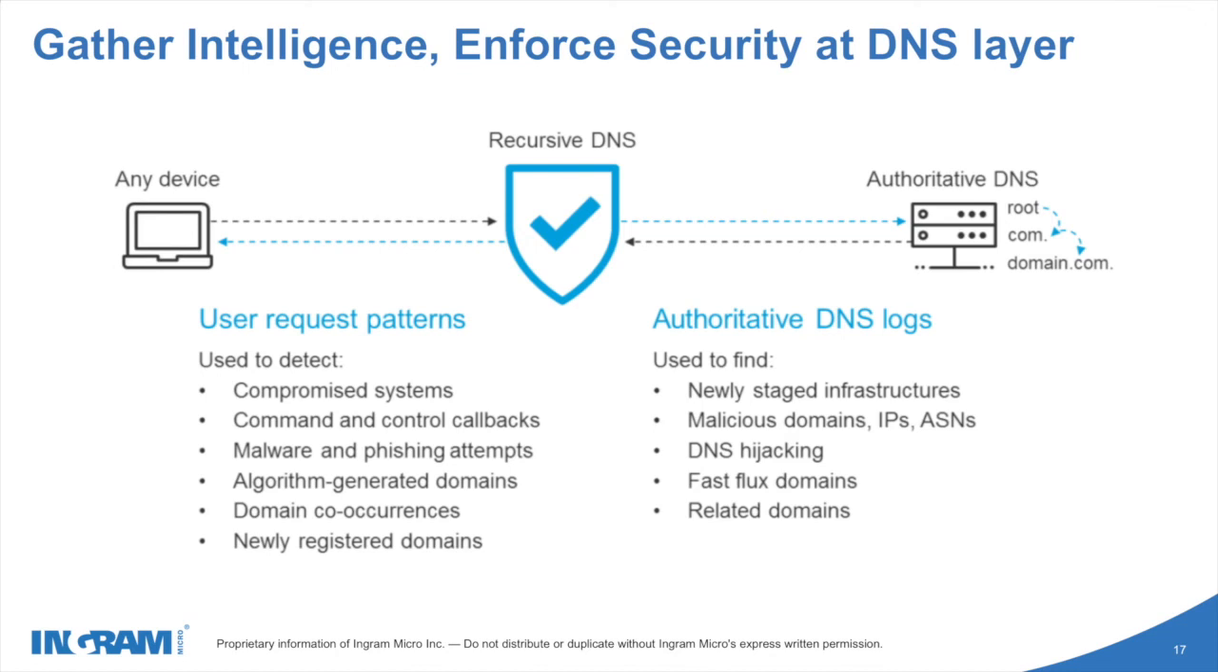In the second part of the process, if our global cache doesn't contain a non-expired response to the request, then we recursively contact all of the name servers that are authoritative for the domain requested. This process gathers authoritative logs for virtually every domain daily, which we use to find newly staged infrastructures and other types of anomalies.